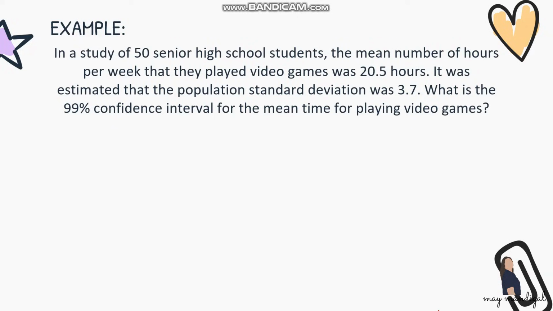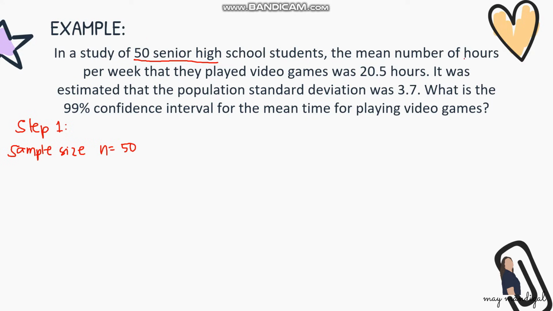Another example. In a study of 50 senior high school students, the mean number of hours per week that they played video games was 20.5 hours. It was estimated that the population standard deviation was 3.7. What is the 99% confidence interval for the mean time for playing video games? So, step number 1, identify the variables. First, we can see here there are 50 senior high school students. So that is our sample size. So n is equal to 50.